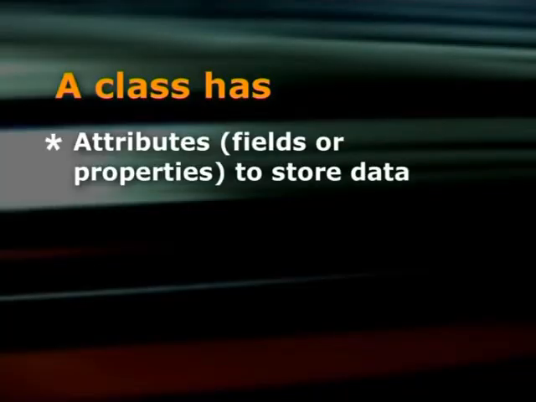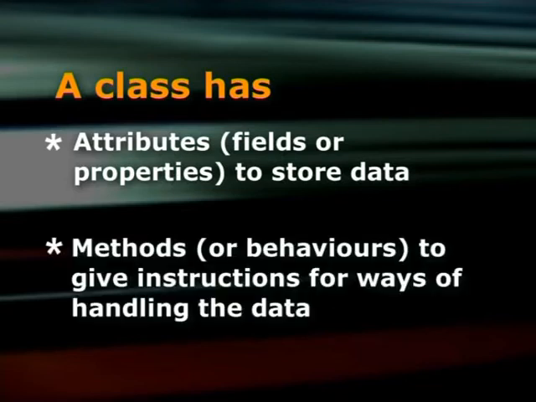A class has attributes, the fields or properties to store data, and methods or behaviors to give instructions for ways of handling the data. How does this relate to programming? When we write code to define our classes, we use variables as the fields. The methods will be procedures, functions, and constructors. Oh, yes. We learned about procedures and functions in our lesson on algorithms.